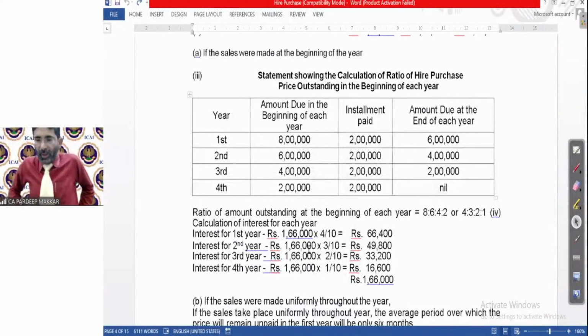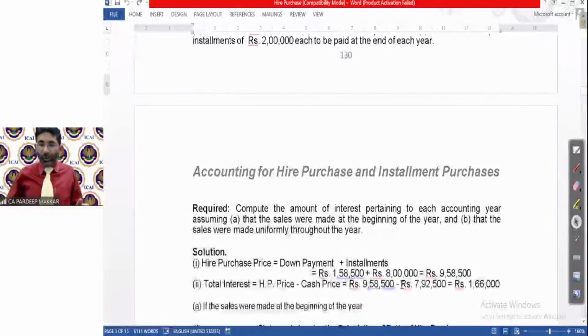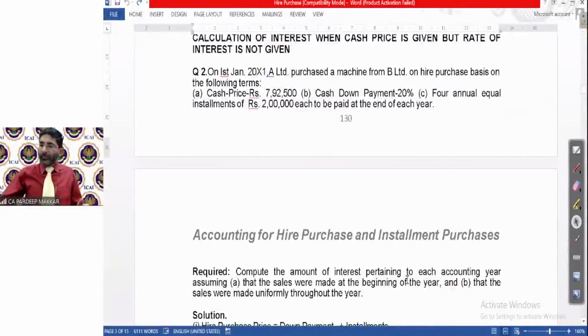Yes, yes beta. So we are at the point number, question number 2, which I have started. I'm going to restart it once again. On 1st of January 2011, A Limited purchased a machinery from B Limited on hire purchase basis.